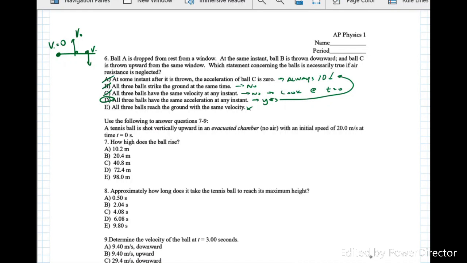For questions 7 through 9, we're going to shoot a tennis ball up in a chamber with no air.